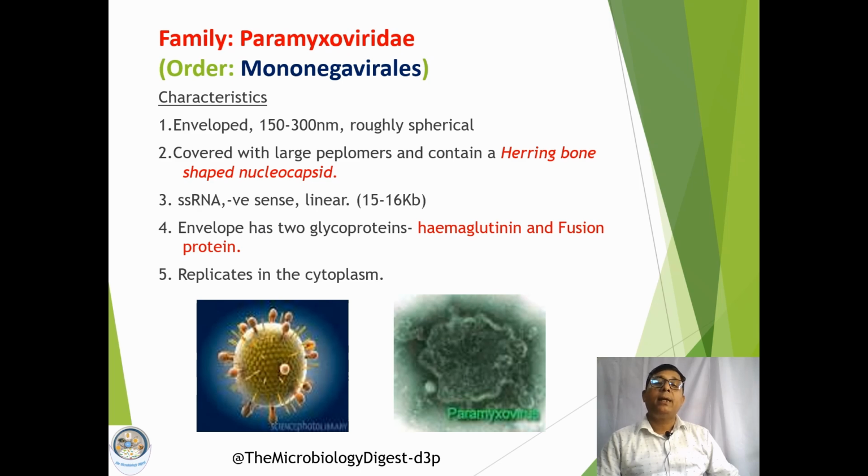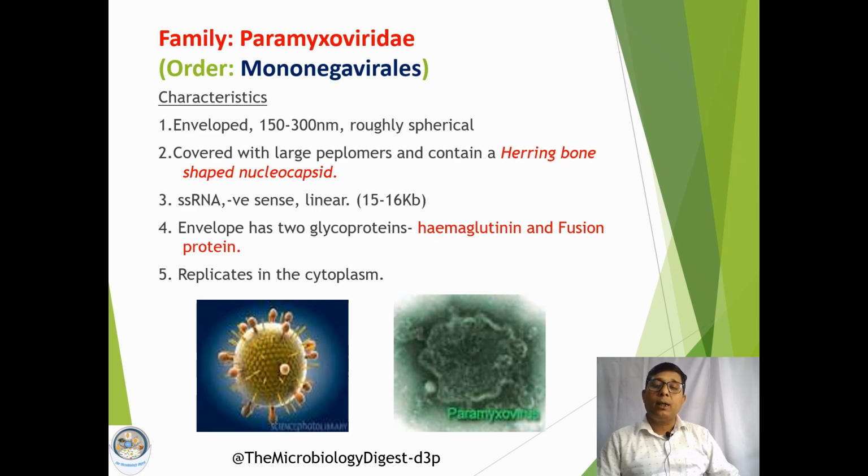Next family is Paramyxoviridae under order Mononegavirales. They are enveloped, roughly spherical, size is 150 to 300 nanometer. These viruses are covered with large peplomers and they contain a herringbone-shaped nucleocapsid. The nucleocapsid has a typical shape, called herringbone-shaped nucleocapsid. Genome is single-stranded RNA, negative sense and linear. Two glycoproteins are present in the envelope.